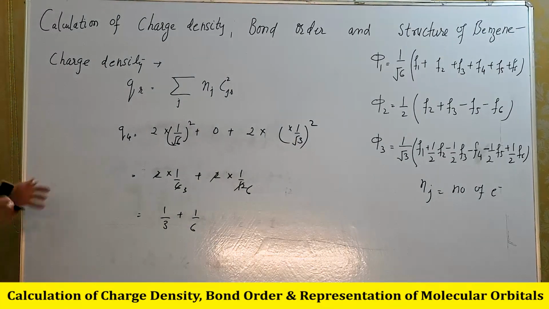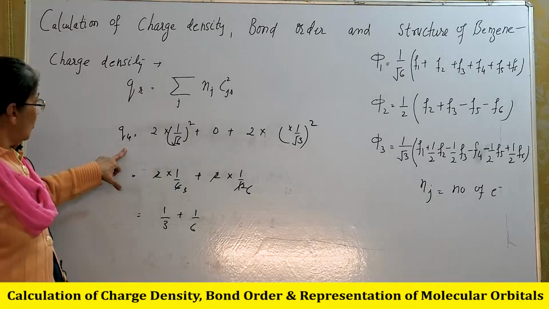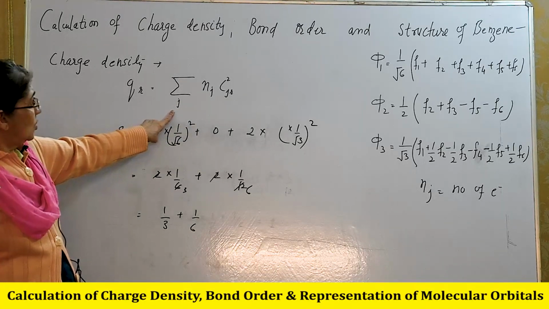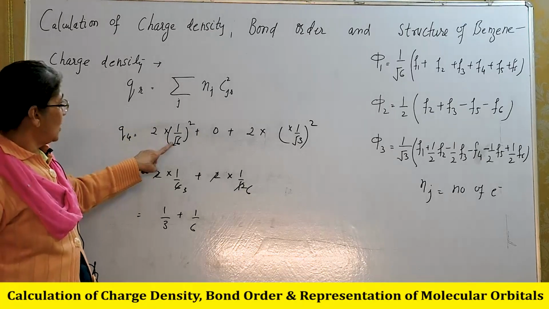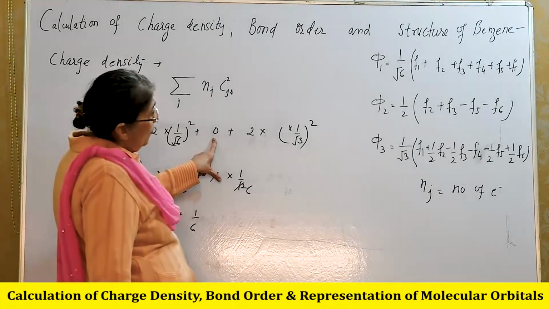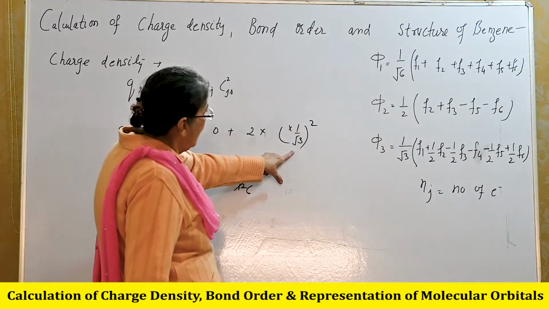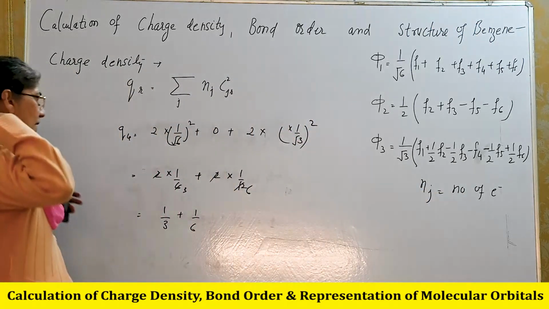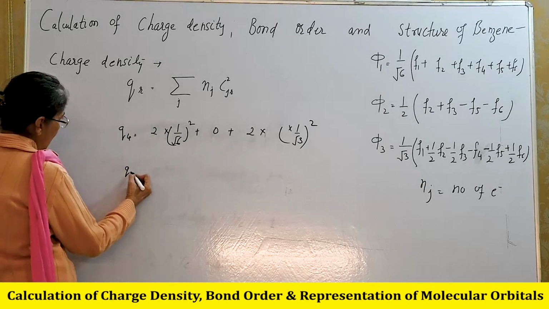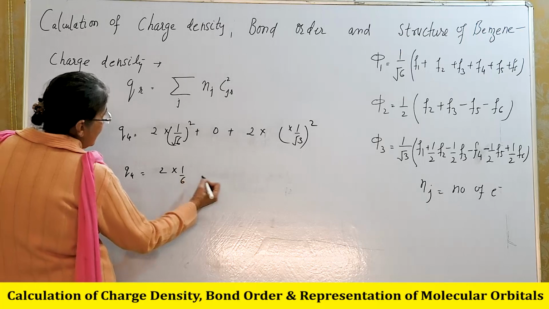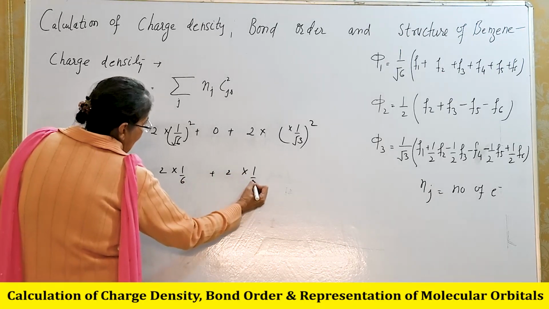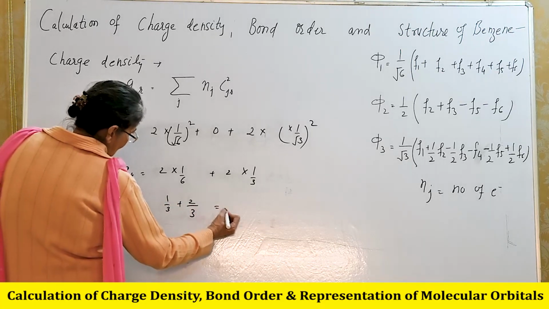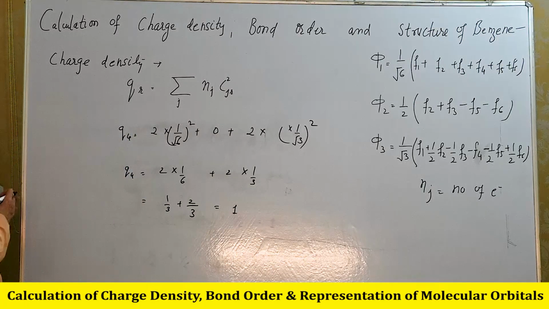It shows that the charge is equally distributed among all the carbon atoms. From this, now we take Q4. For Q4 we fix j equal to phi 1, and the contribution is for 2 electrons, 2 times 1 by root 6 squared. Here phi4 is missing in the second orbital, and 2 times 1 by root 3 whole squared, because the coefficient of phi4 is 1 by root 3. So Q4 is equal to 2 into 1 by 6 plus 2 into 1 by 3, which is 1 by 3 plus 2 by 3, equal to 1. So the charge on Q4 is again 1.